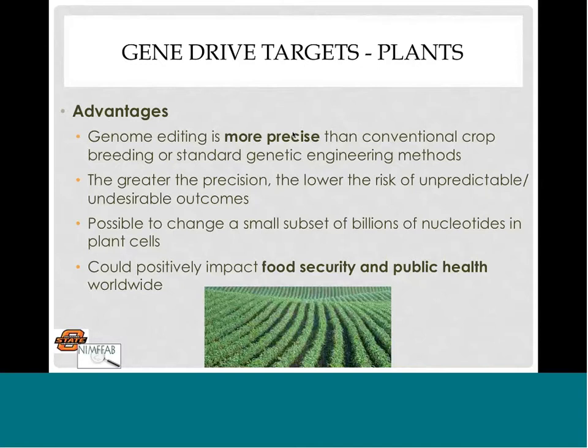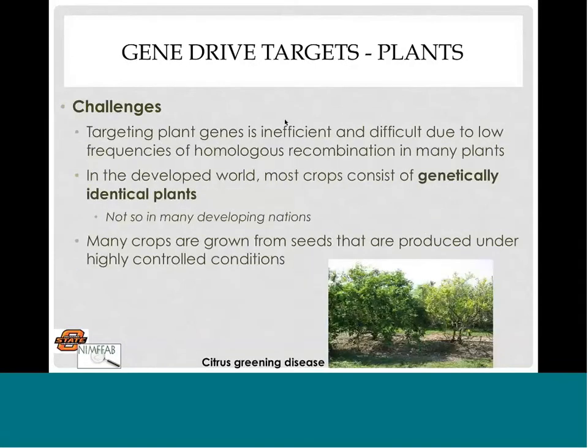So it's possible to change a small subset of billions of nucleotides in a plant cell, and of course this could positively impact food security and public health globally. The challenges are that targeting plant genes is inefficient and often difficult due to the low frequencies of homologous recombination.